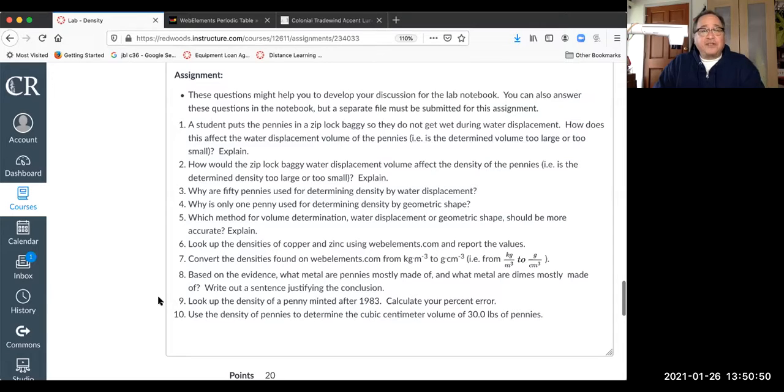So any more questions or any questions about the lab? That's a yes or no. Any questions about the lab? Okay, 2 out of 4 is good enough for me. I'm going to move on.